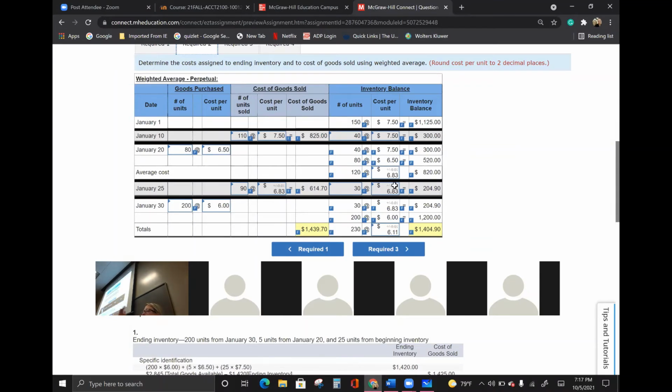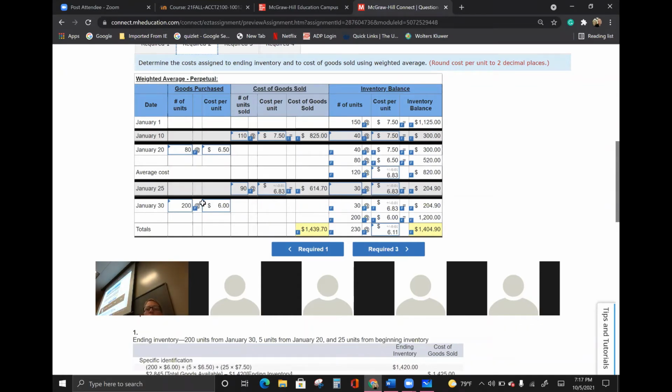Okay, so when I come into the next grouping, I'm not going back to any of the 750. I'm not going back to what I purchased at 650. I'm not going back to those numbers. Now I just have 30 units left at 683. That becomes my new amount available until I purchase again.